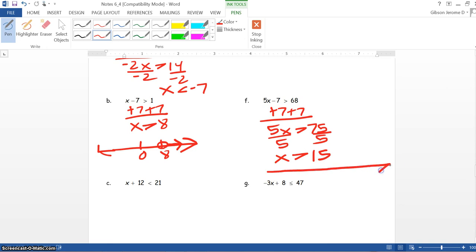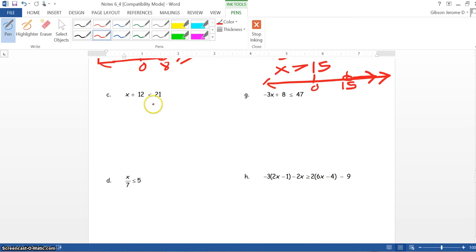So we draw our line so we can graph. We have 0, 15, and we know it's an open circle. We will draw our arrowhead, our line and arrowhead. Okay, now we come down here to C.